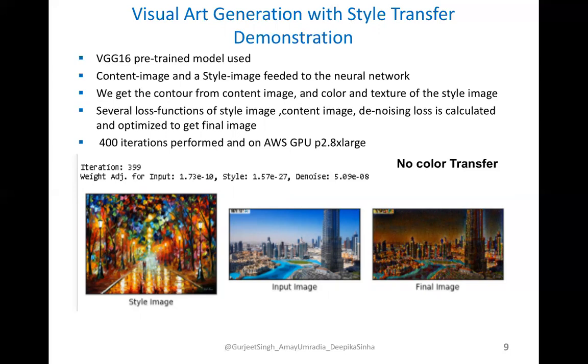We use TensorFlow to automatically derive the gradient for these loss functions. The gradient is then used to update the mixed image. This procedure is repeated a number of times until we are satisfied with the resulting image.